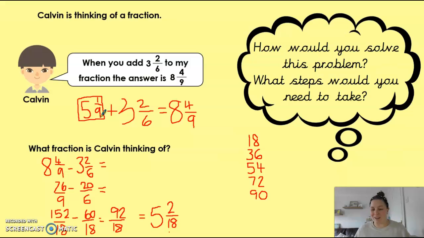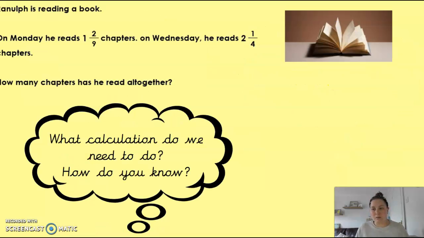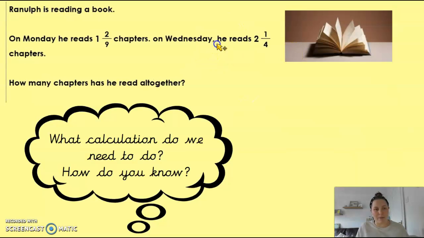Let's have a look at one last problem before you go and have a go. Oh, it's slipped off my screen a little bit. Let's move it back in. Fab. So follow this with me. Ranulph is reading a book. On Monday, he reads 1 2/9 chapters. And on Wednesday, he reads 2 1/4 chapters. How many chapters has he read altogether? Pause me now to think about what calculation you need, set it up, and if you're able to, work it out, then come back and see the explanation.